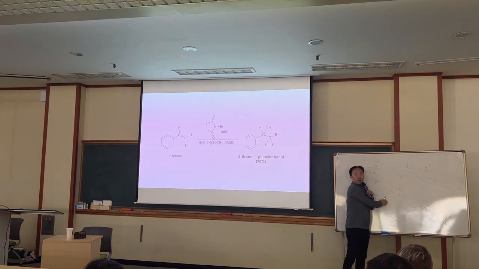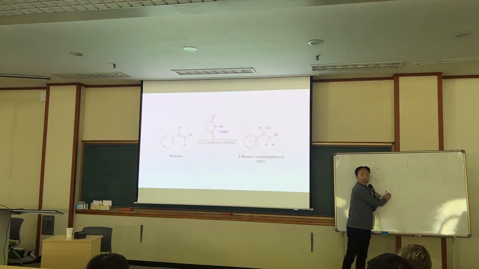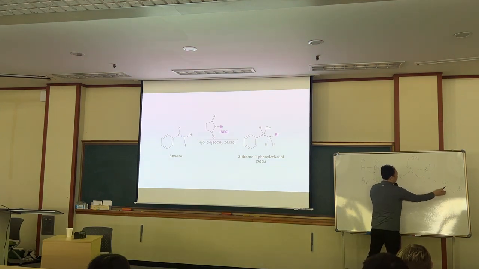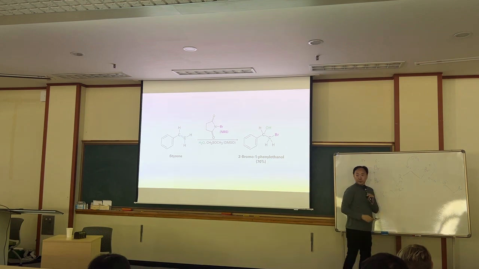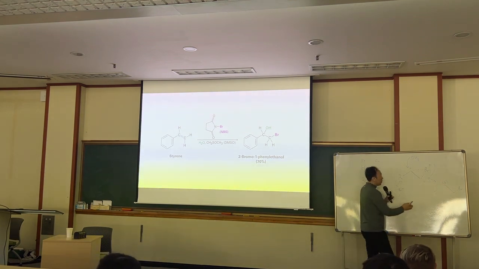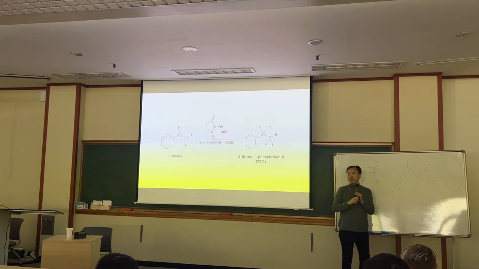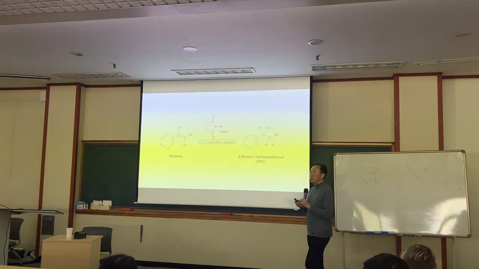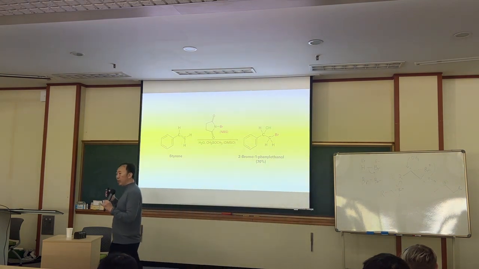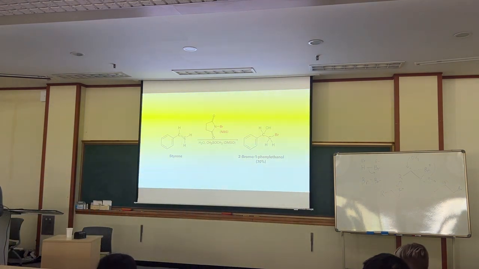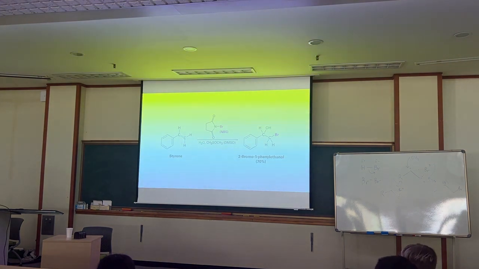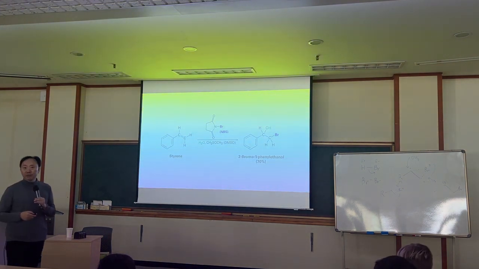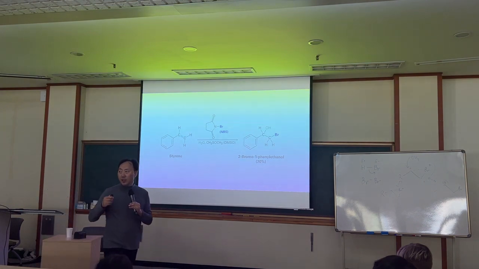If this were a perfectly symmetric triangle, then OH should attack here or here equivalently. But in reality, it is maybe in between this and this, a little shifted, with a little more character of this. So this is the halohydrin reaction. By adding X2 and then adding water, the product is a halohydrin.